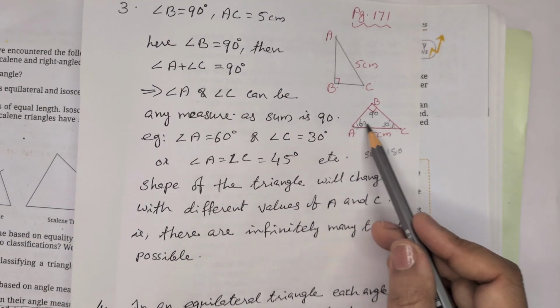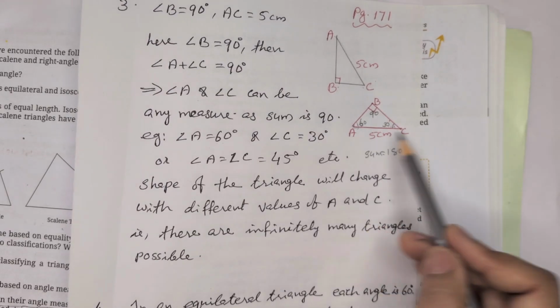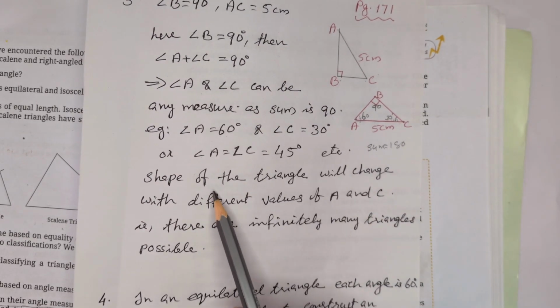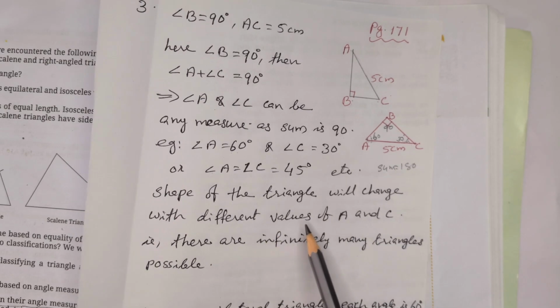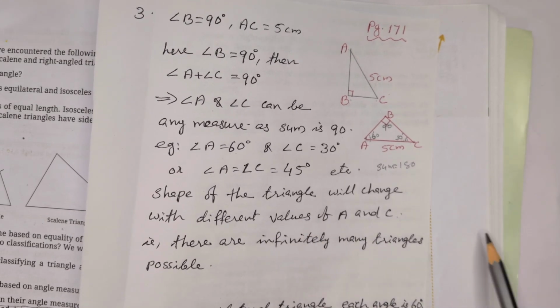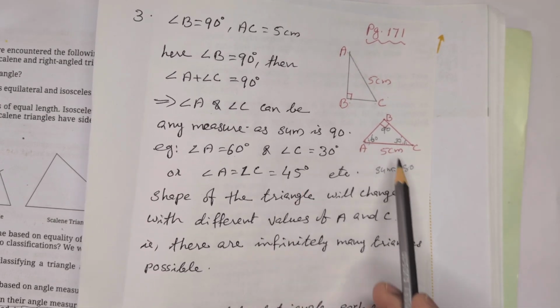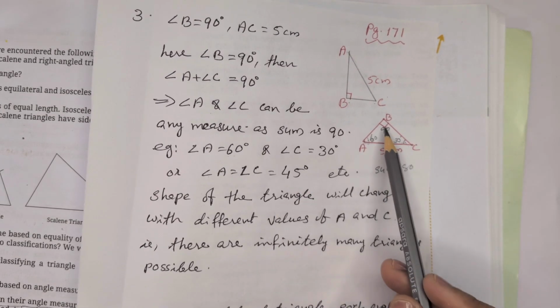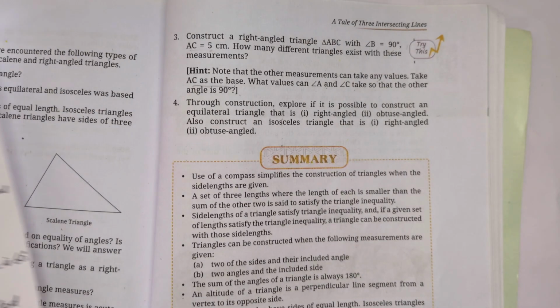As each angle changes, the shape of the triangle will change. So we can write that the shape of the triangle will change with different values of A and C. There are infinitely many triangles possible. We will get different angle measurements such that the sum is 180 and one of the angles is 90 degrees.